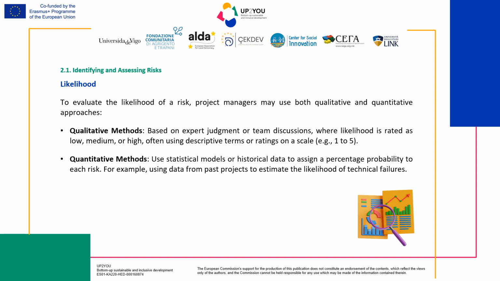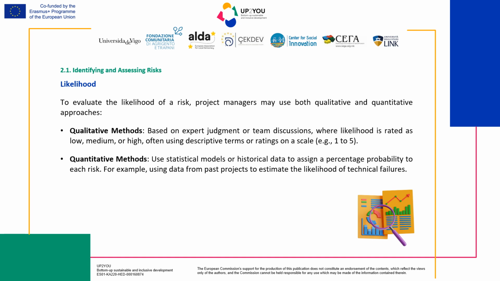When assessing the likelihood of risk in a project, it's important to choose the right approach. Project managers can evaluate likelihood through two main methods: qualitative and quantitative. Qualitative methods rely on expert judgment or team discussion to gauge the probability of a risk occurring. Likelihood is rated using terms such as low, medium, or high. In some cases, a scale such as 1 to 5. This approach is particularly effective when data is limited, and insights from team experience or industry experts are valuable for making informed estimates.